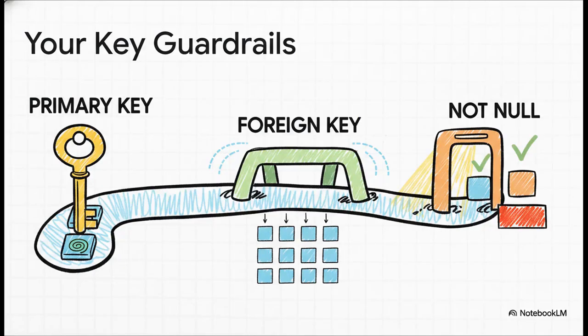So really, these three are the bedrock of any solid design. You've got your primary key, giving every single row a unique identity. You've got the foreign key, which is the magic connector that links tables together. And you've got good old not null, which is the simplest bouncer of all. It just says, hey, this field is required. You can't leave it blank. Together, they form a web of trust.